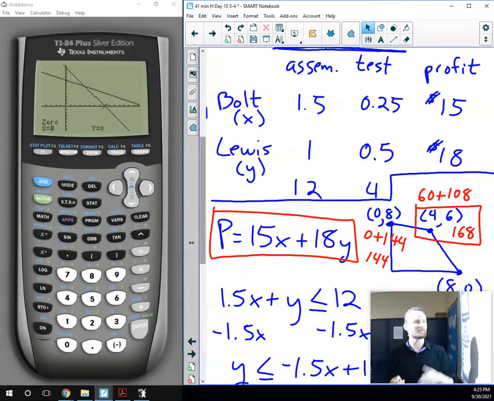Now, obviously, we know these are very simple numbers. If this was a real running company, they'd have to make a lot more than just 4 of one pair and 6 of the other. But we're just getting used to this process and seeing how it could apply to the real world.